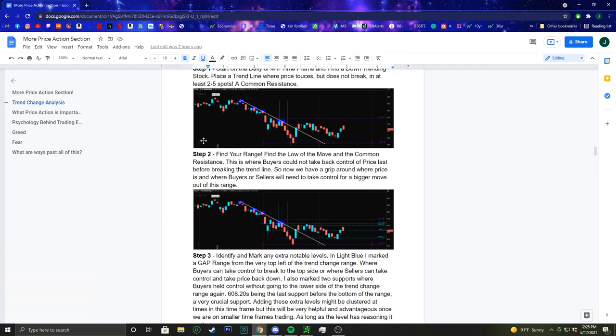So as you can see, this is where buyers could not take price back control of before trying to break the trend line. So now we have a grip around where price is and where buyers or sellers will need to take control of for a bigger move out of this range. Now we can start to move on.